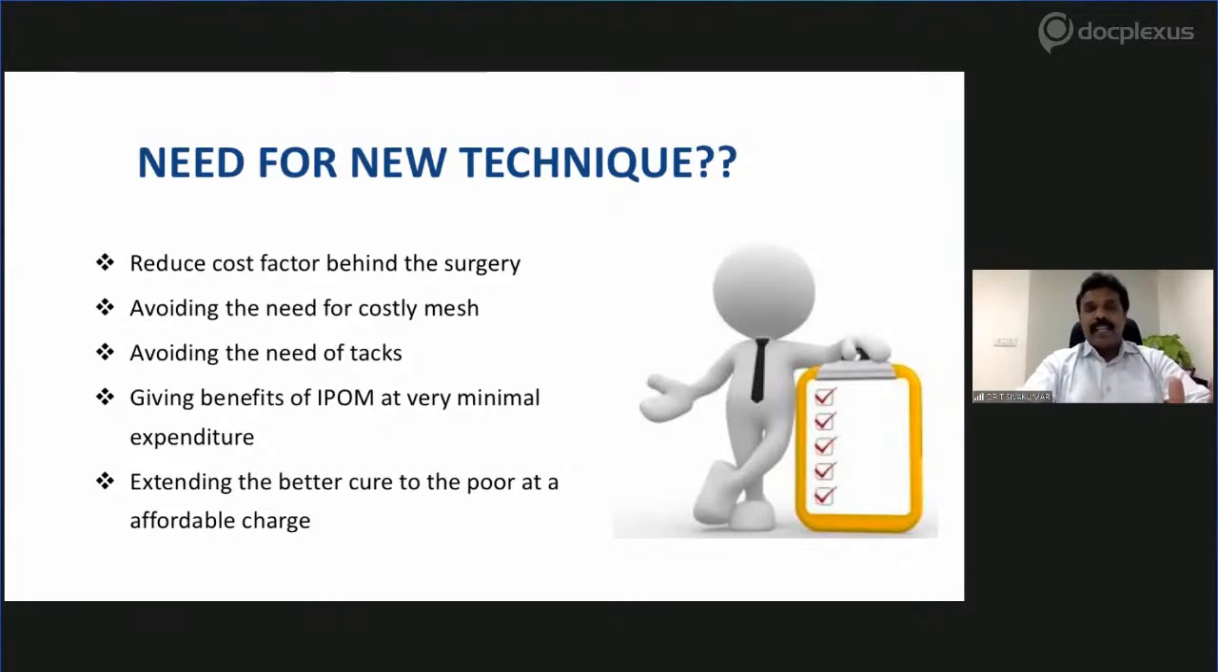What are the steps we are going to follow in SCOM? I can go directly into the surgical position. The surgeon stands to the left of the patient. The only thing in SCOM is that the patient's hands are spread out laterally, side to side. The surgeon stands on the left flank of the patient, the camera person is to the left of the surgeon, the assistant is to the right of the patient, and the monitor is to the right of the patient, opposite to the surgeon.